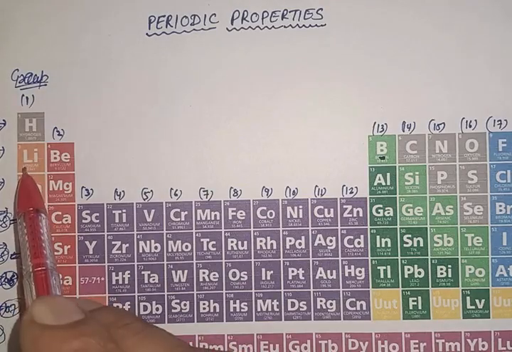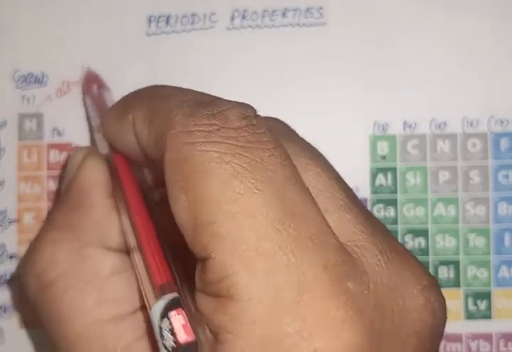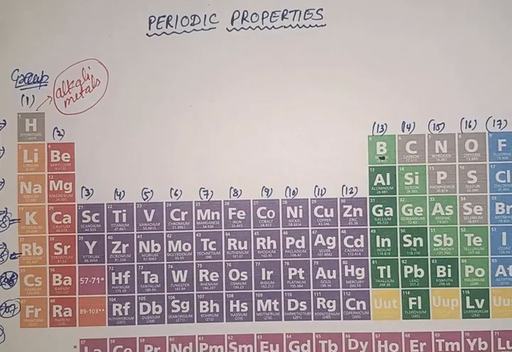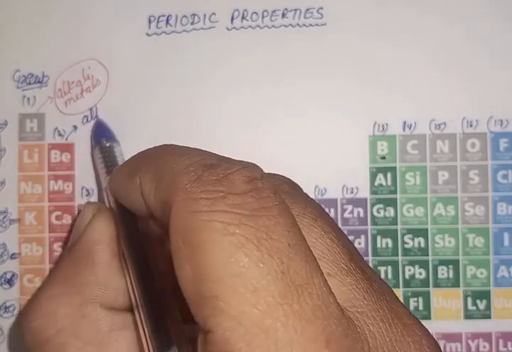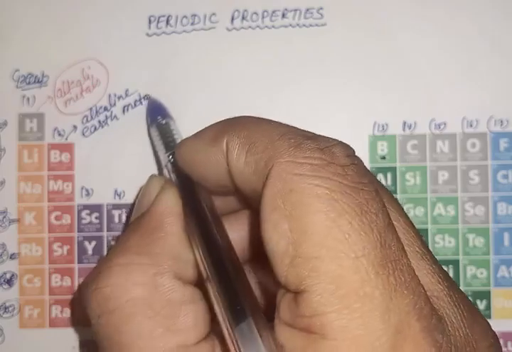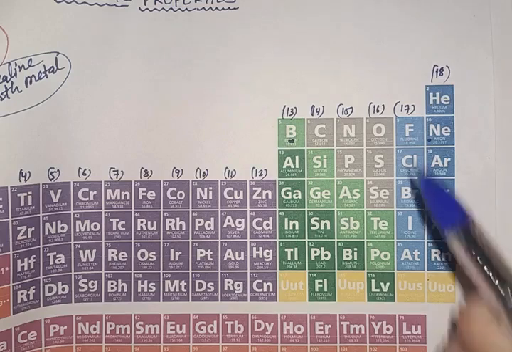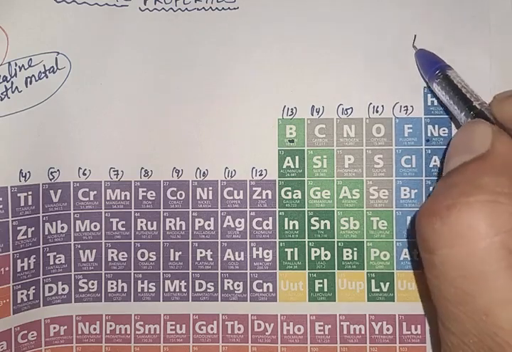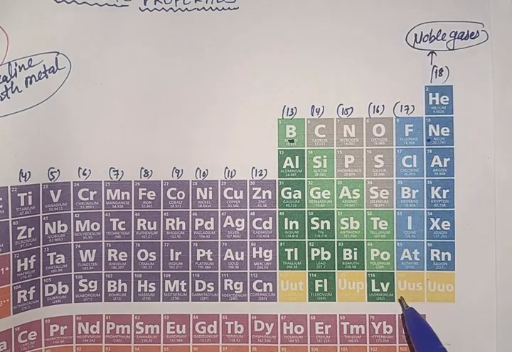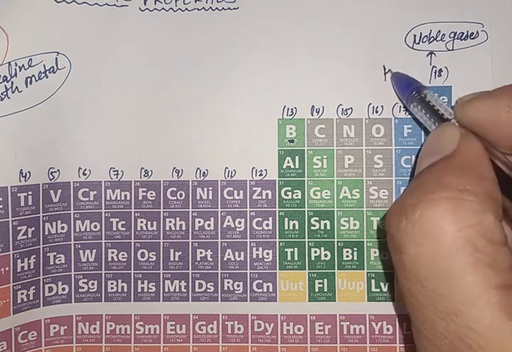The first group in the modern periodic table is also called alkali metals. And group number 2 is also called alkaline earth metals. In a similar way, group 18 is also called noble gases. The elements of group number 17 are also called halogens.